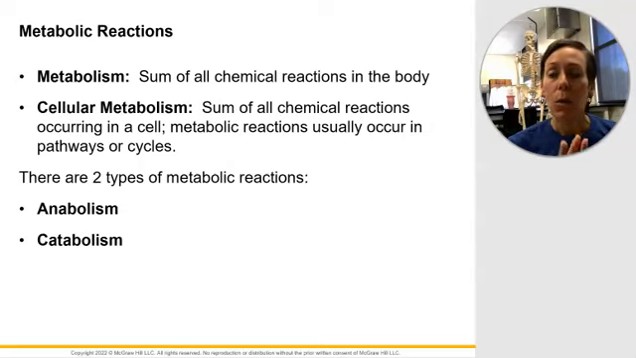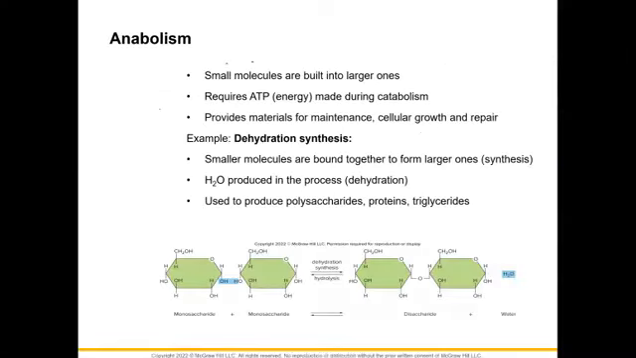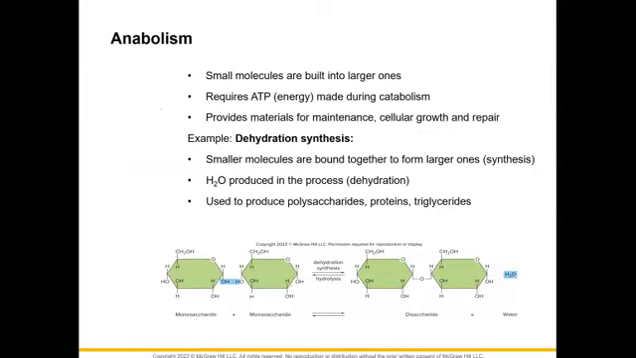Now, we've already said that metabolism is referring to all of the chemical reactions. And so now let's break down our two big categories of chemical reactions that can occur inside of cells. These two types of metabolic reactions are called anabolic and catabolic reactions. So first let's talk about anabolic reactions. Anabolic reactions are chemical reactions in which small molecules are built into larger molecules.